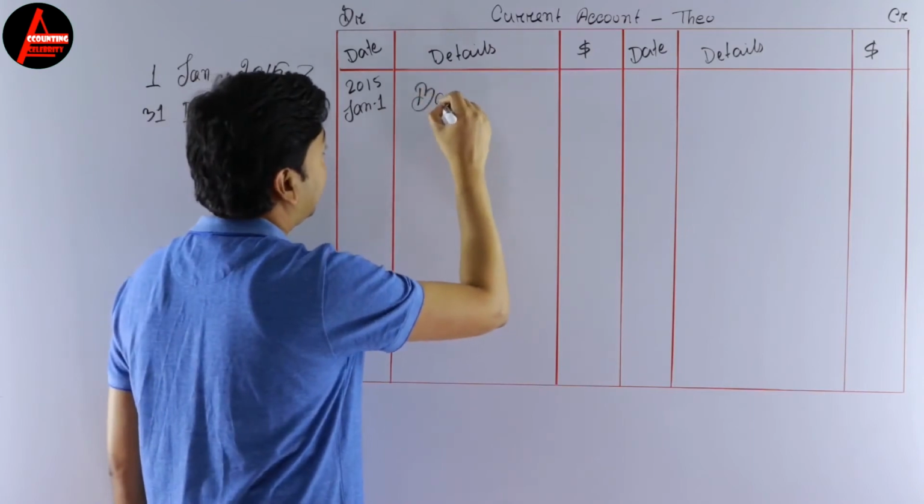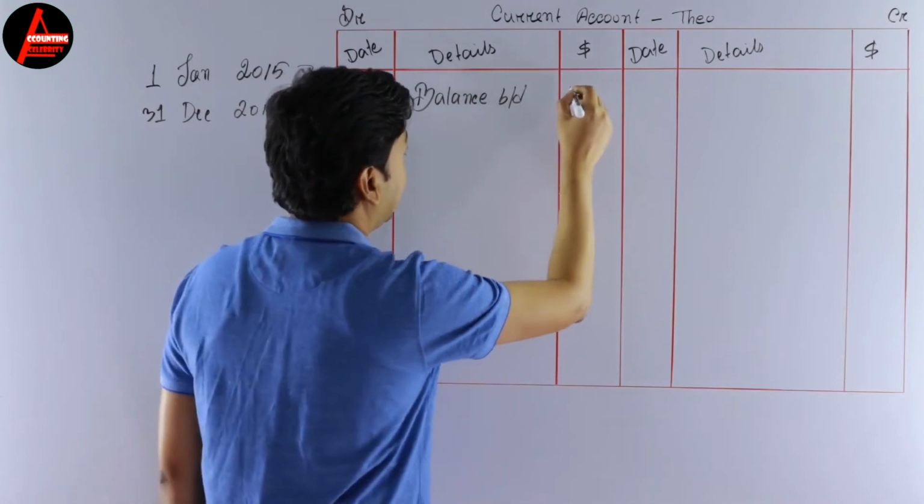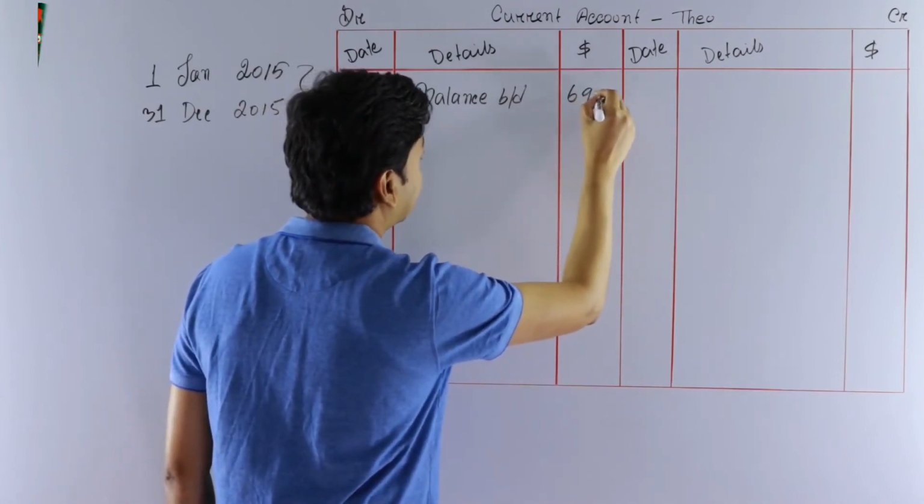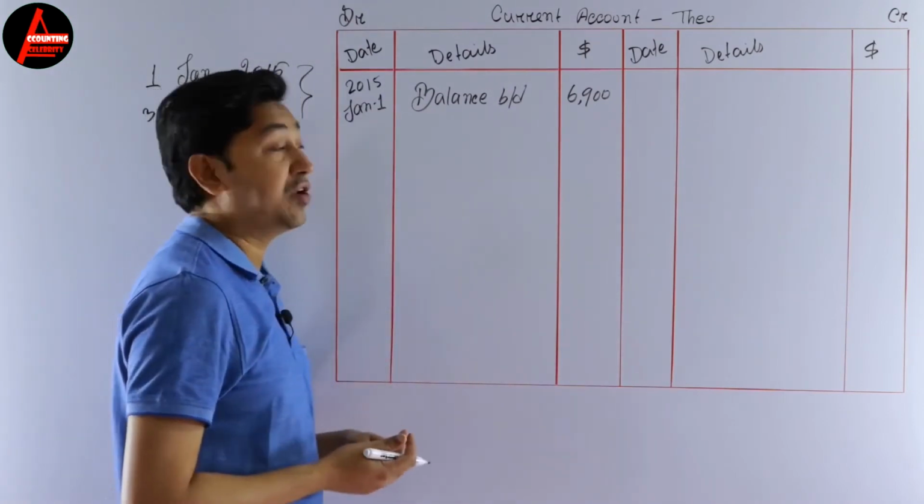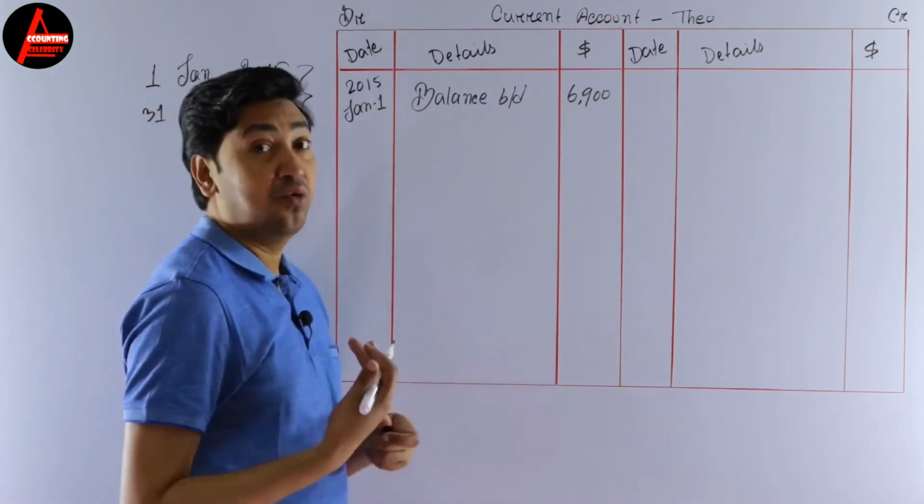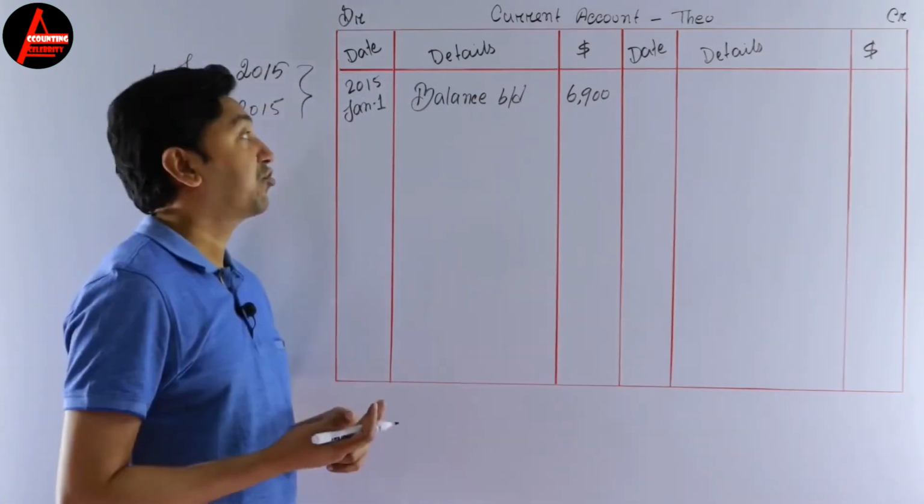So let us write here balance BD. BD means brought down. Okay, so here $6,900 is the opening balance. Now what to do? I told you we have to record two more items here. One is drawings, another one is interest on drawings.